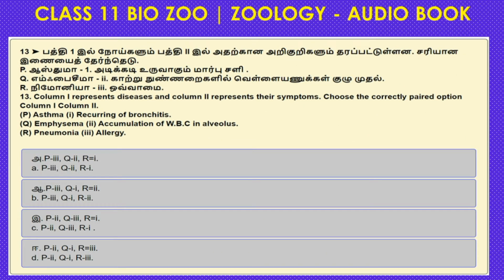Question number 13. Column 1 represents diseases, and column 2 represents their symptoms. Choose the correctly paired. Correct match: P. Asthma, 3. Allergy, Q. Emphysema, 2. Accumulation of WBC in alveolus, R. Pneumonia, 1. Recurring of bronchitis. Answer to this question number 13 is option A.